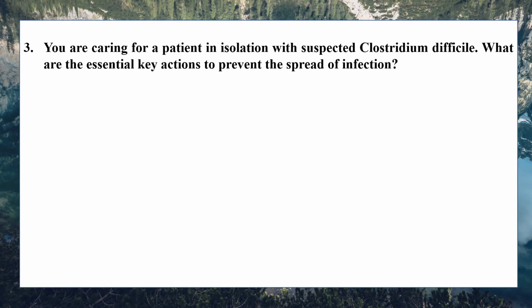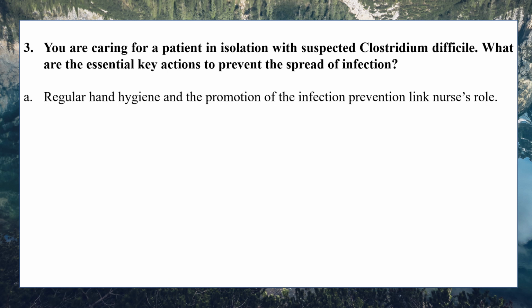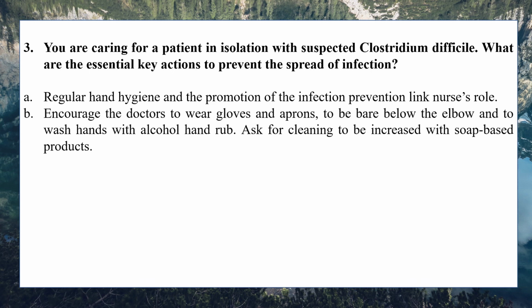You are caring for a patient in isolation with suspected Clostridium difficile. What are the essential key actions to prevent the spread of infection? Option A. Regular hand hygiene and the promotion of infection prevention link nurse role. Option B. Encourage the doctor to wear gloves and the apron to be bare below the elbow and to wash hands with alcohol hand rub. Ask for cleaning to be increased with soap-based product.